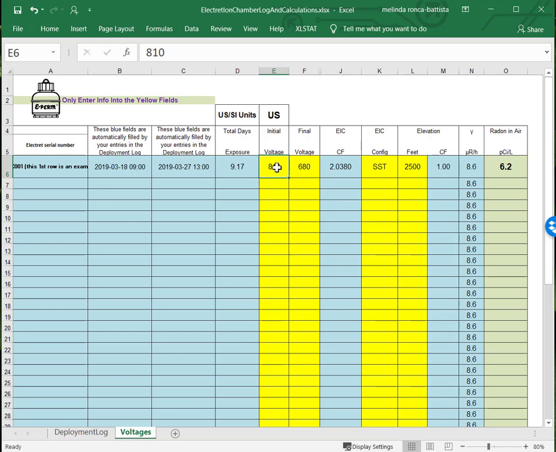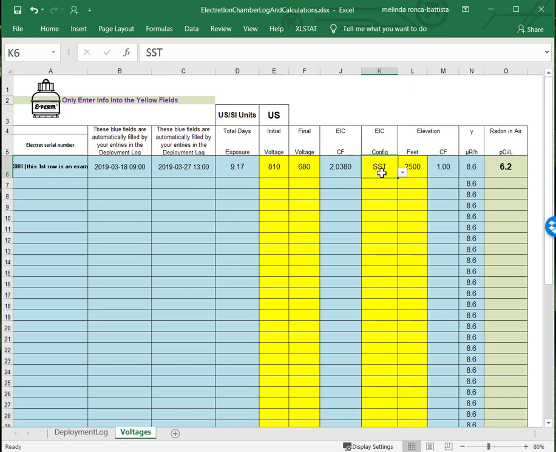So the initial voltage, when you measured the voltage on the round Electret itself in the reader, in this case measured 810 volts, and then the final voltage after you take it out of where it was making the measurement back to your office, take the Electret out and carefully measure its voltage, 680 volts. And then based upon these two values, this spreadsheet calculates the calibration factor, and you don't have to worry about that, that's in blue. And then the configuration.